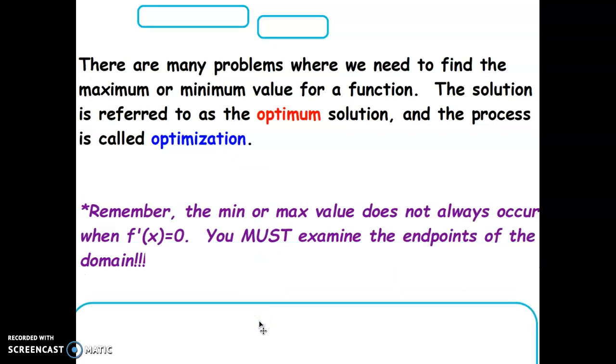So remember when you take the derivative that the minimum or the maximum does not necessarily occur where the derivative equals 0 because you have to also look at the endpoint. And in these real world situations, it's important to consider the endpoints as well for whatever the situation is that you have.